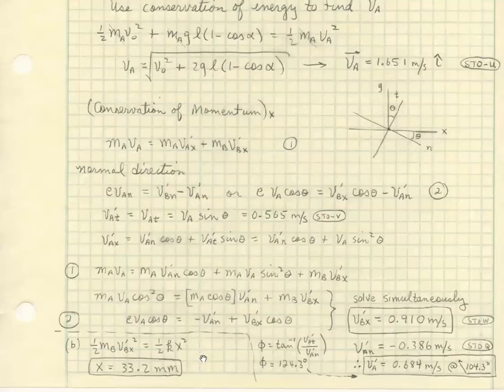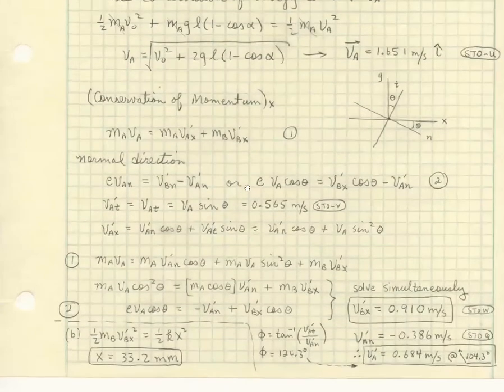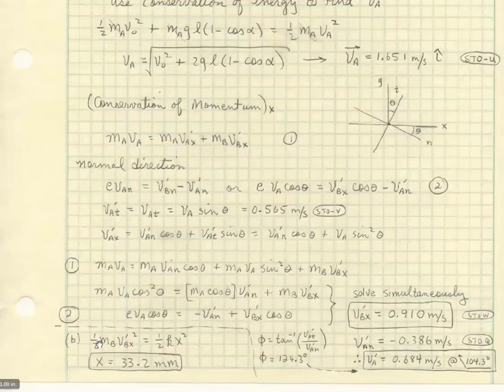The B part wants us to find out how much the spring compresses right there. Well, the only thing moving against that spring is the velocity B, or object B, and so you look at the conservation of energy there of the kinetic plus potential, which is 0 for potential, has got to equal the final kinetic, which is 0, plus the potential energy in the spring, which is 1/2 kx squared. So the only unknown in this equation is x. And so when you solve for that, you end up with about 33.2 millimeters.